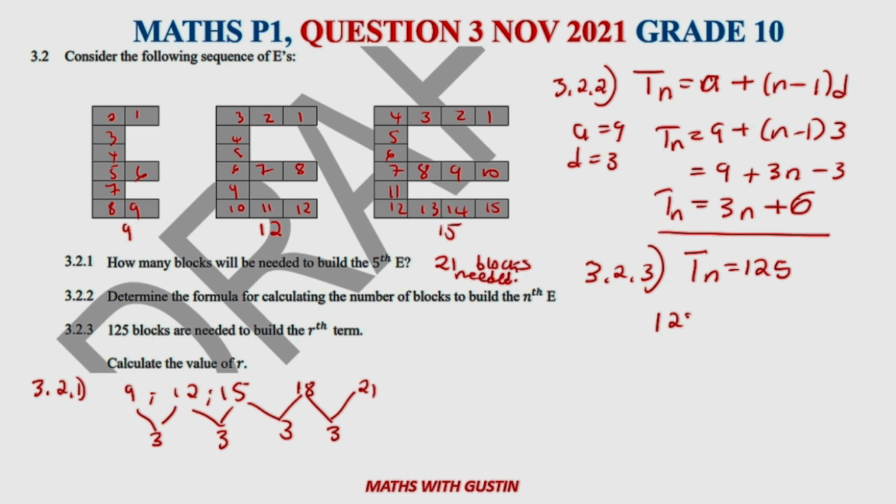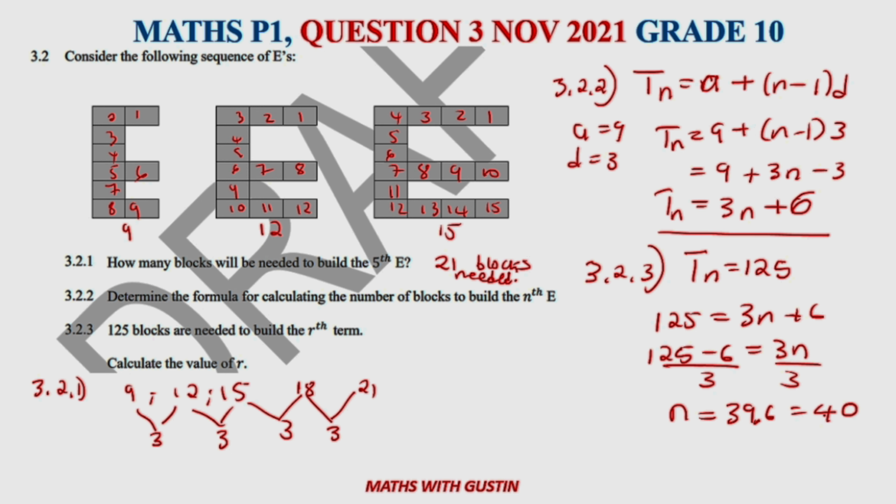We are going to say 125 should be equal to that formula there, which is 3n plus 6. Therefore, we can come here and simplify this. 6 will go to the other side. Then we divide by 3 on both sides. We are looking for n. If you punch this in our calculator, it gives me 39.6, which is approximately 40. So therefore, the term you are looking for is the 40th term.